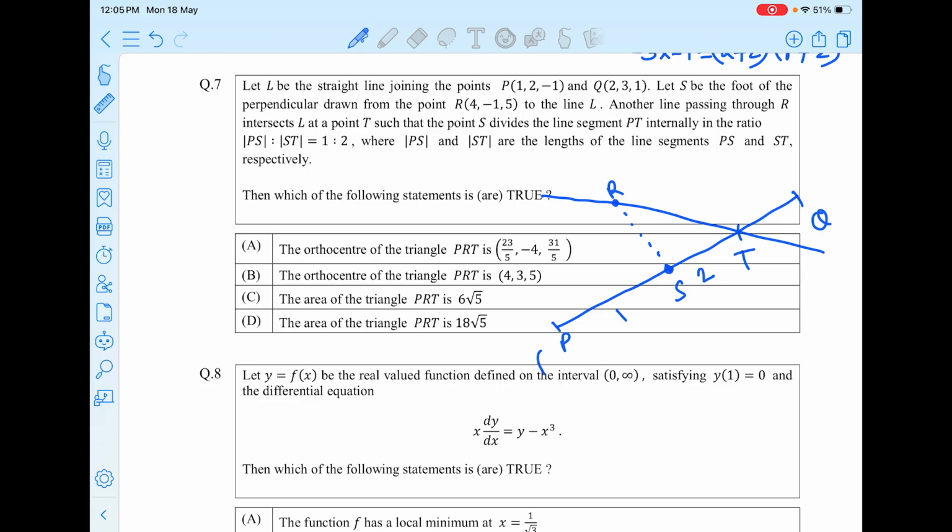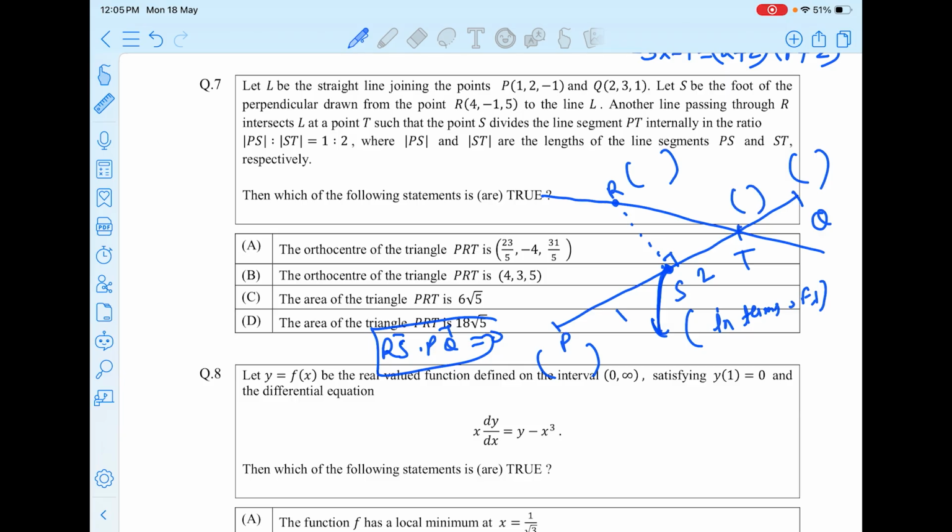So see, P they have given, Q they have given, R they have given. Okay, S we can calculate using the foot of perpendicular concept. What is the foot of perpendicular concept? Find this point in terms of lambda, and then you can just apply RS dot PQ is equal to 0. With that you can find S. Once you find S, with the ratio they have given, you get T. Okay, now you got T, so you can find the equation of what they are asking here.